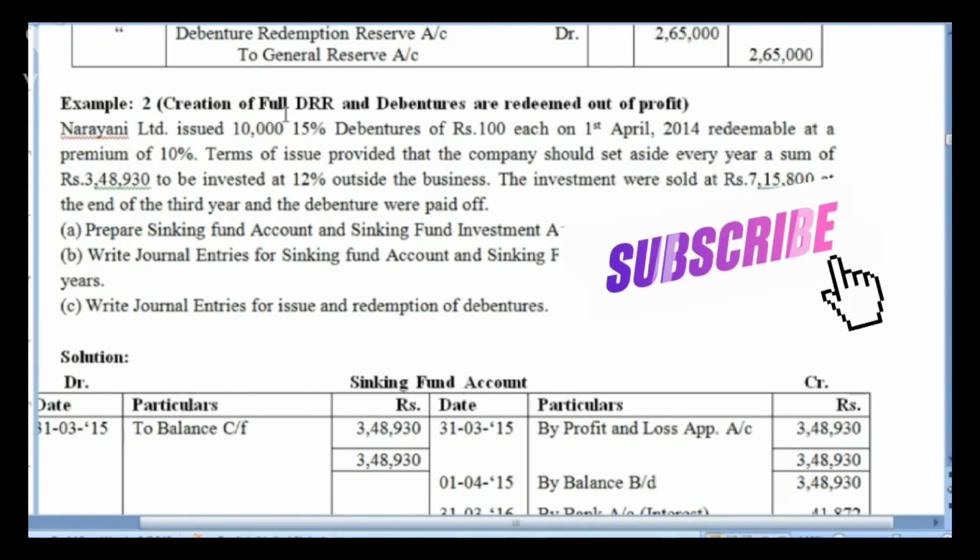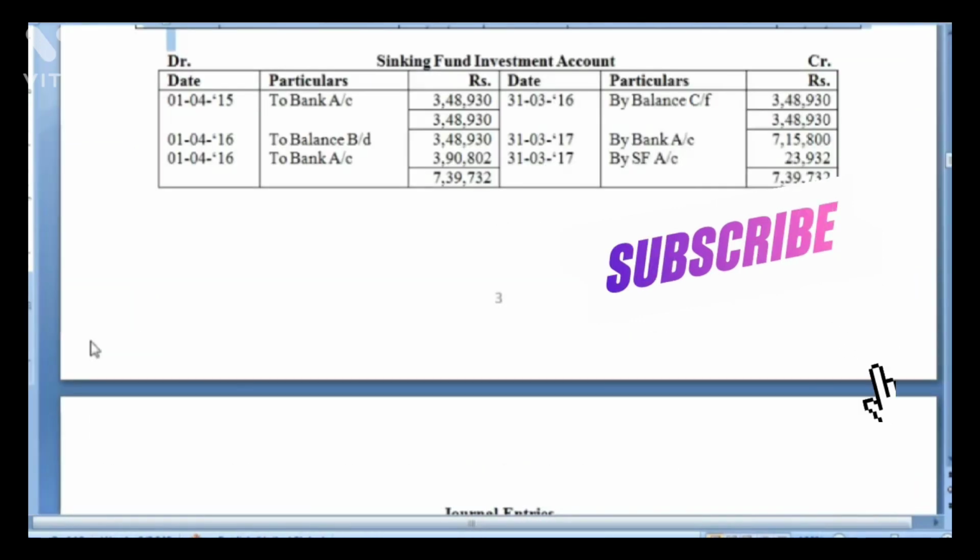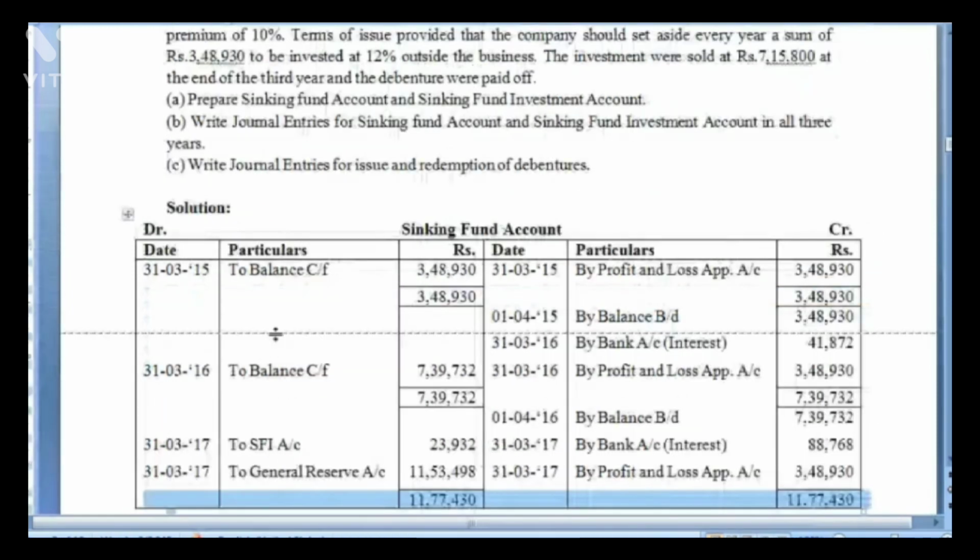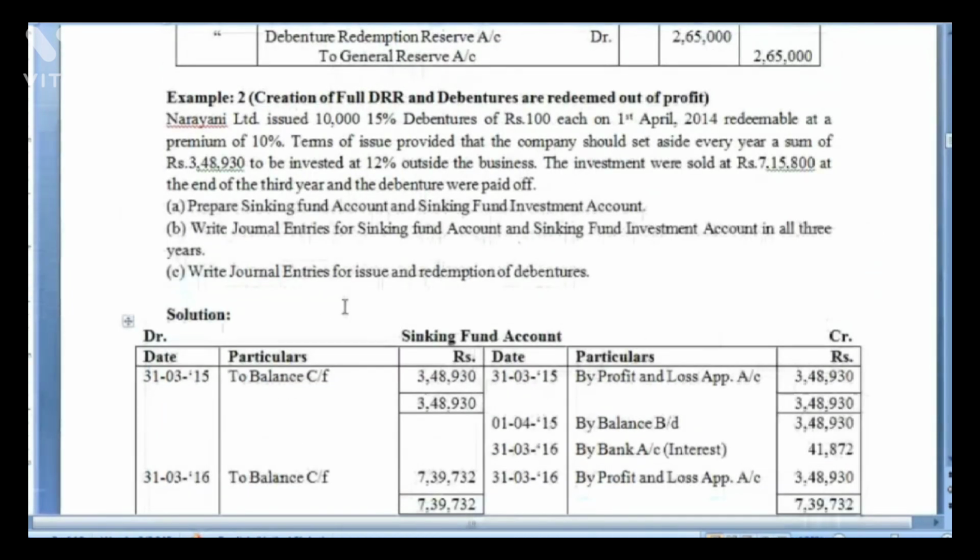Creation of full DRR, you have to create DRR of the full amount. Clear? So how to solve this example? Let's see. So in the first year, when the debentures are issued, right? Narayani Limited issued debenture on 1st April. They issue debentures on the first of April.